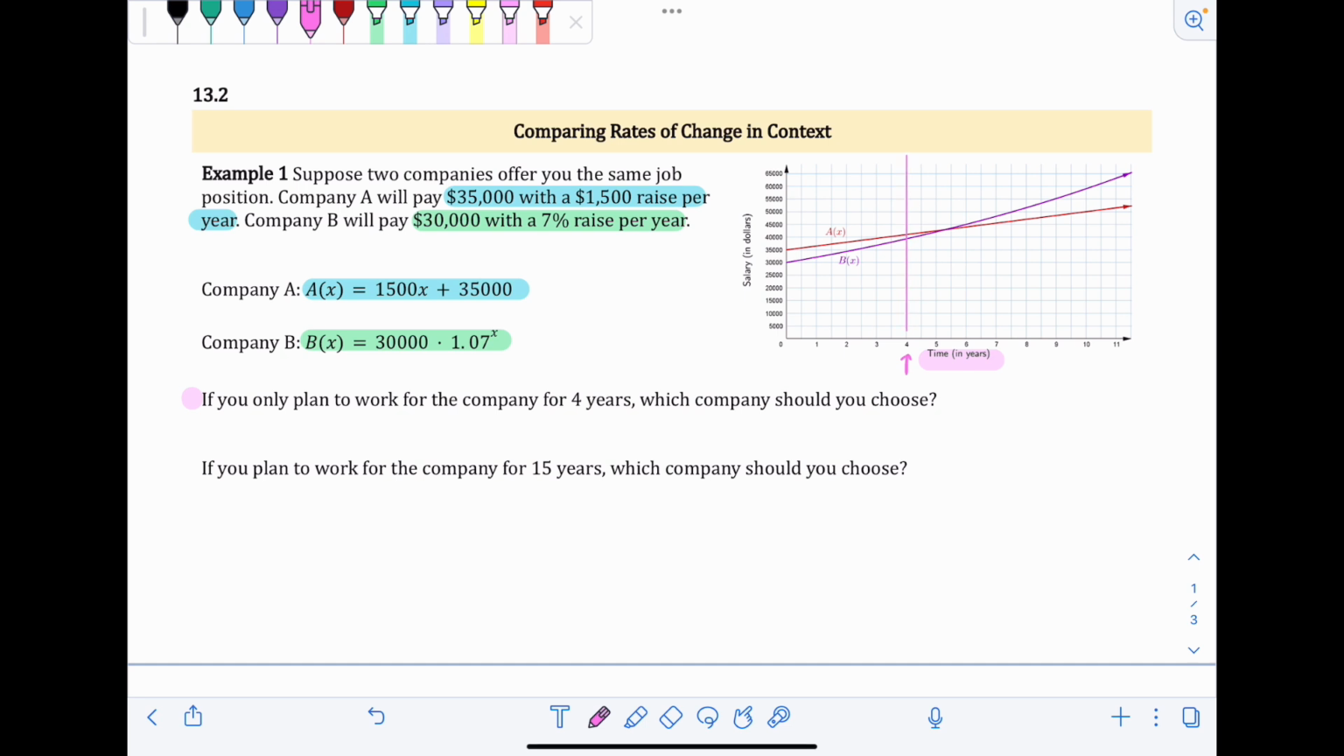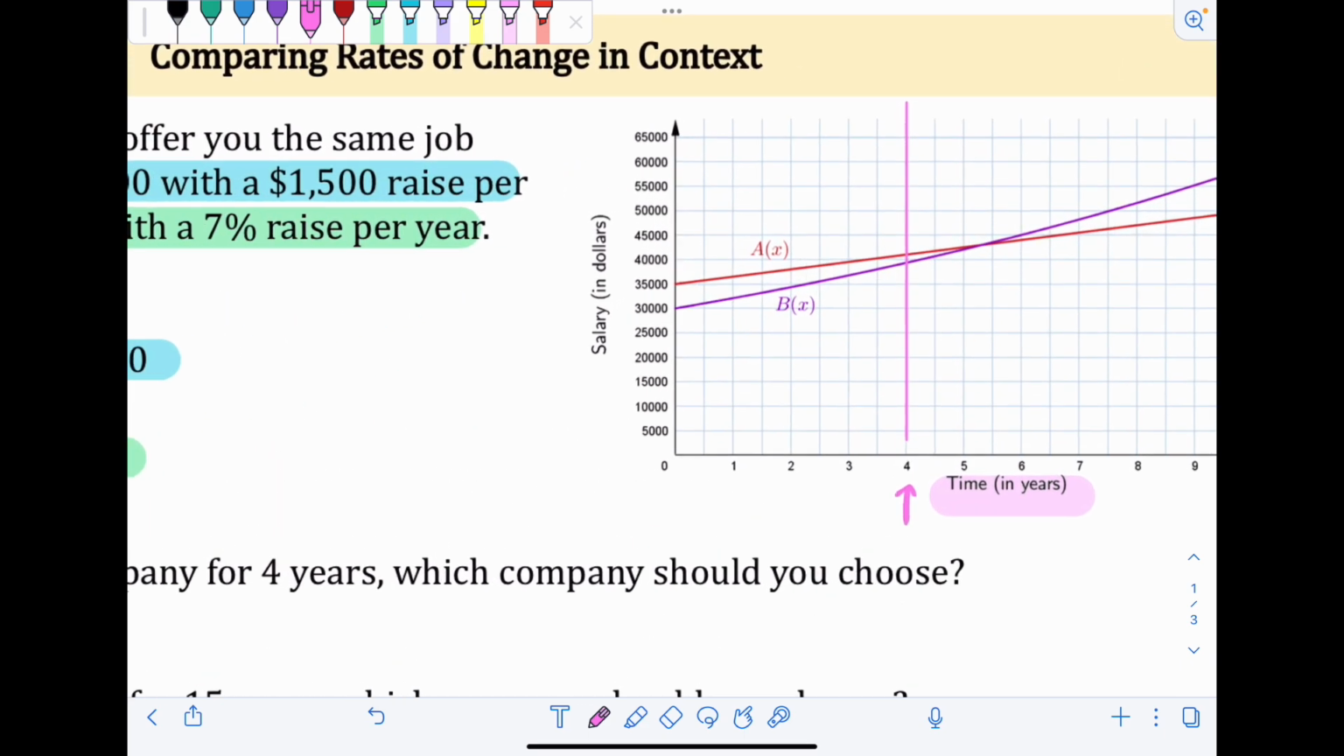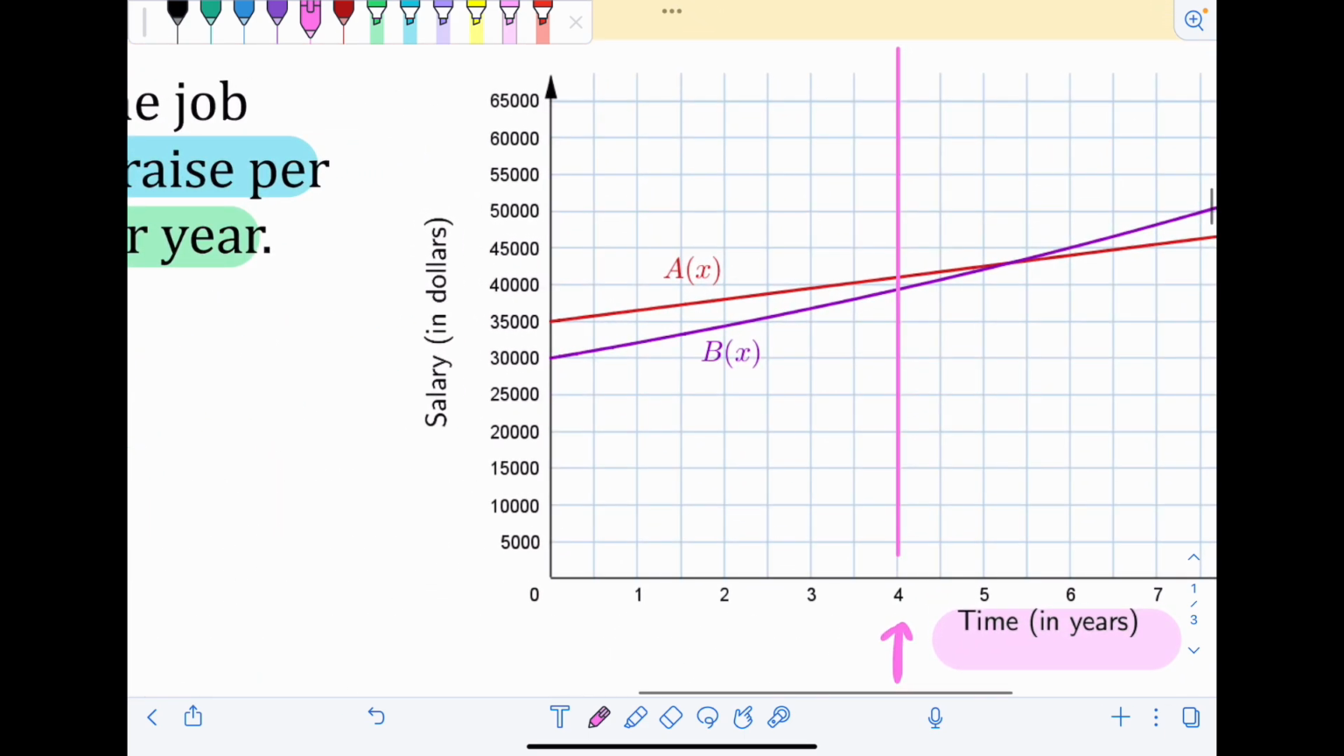And if I zoom way in on that 4-year line to figure out which company is going to be paying more through that point, you just have to look at which one is higher, because the height of the graph, if we look at the y-axis, is the salary. So whichever line is on top is going to be paying you more money, because it's higher on the y-axis.